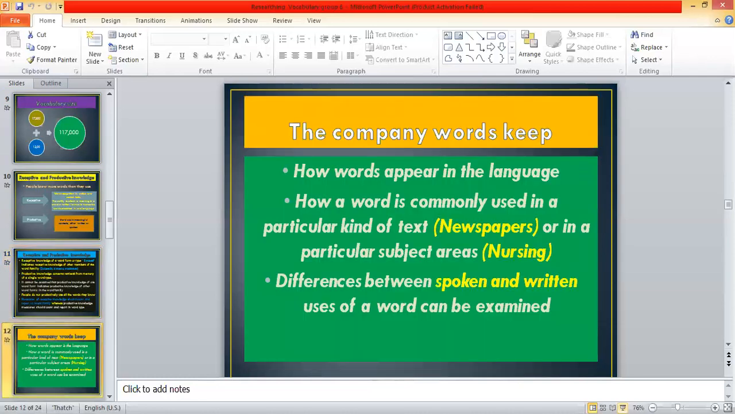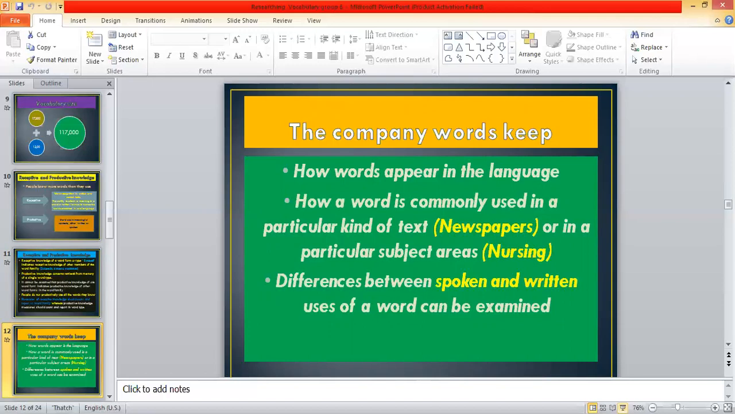All right, the last one is about the company words keep. The last but not least, the final issue to be discussed regarding vocabulary research is how words appear in the language. That means how a word is commonly used in a particular kind of text, such as a newspaper, or in a particular subject area, such as nursing. So a researcher could examine how a word is commonly used in a particular kind of text.